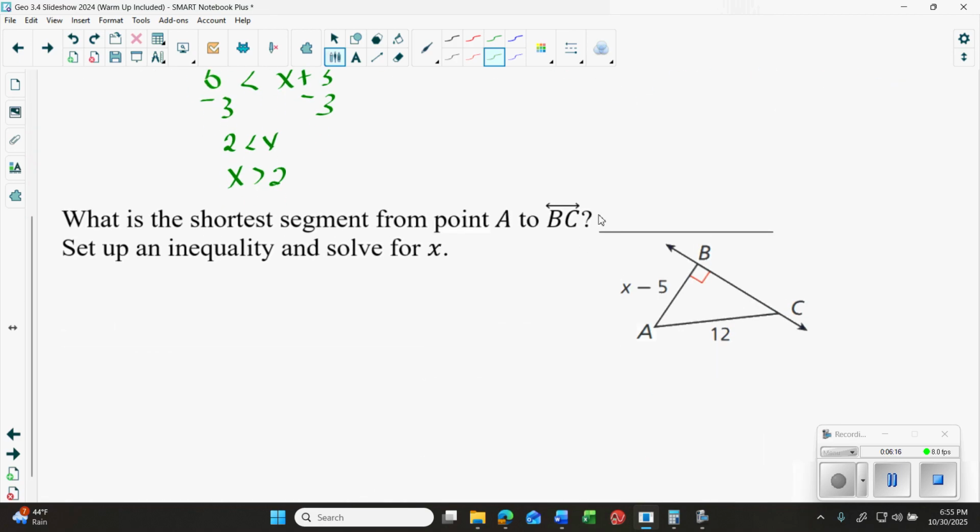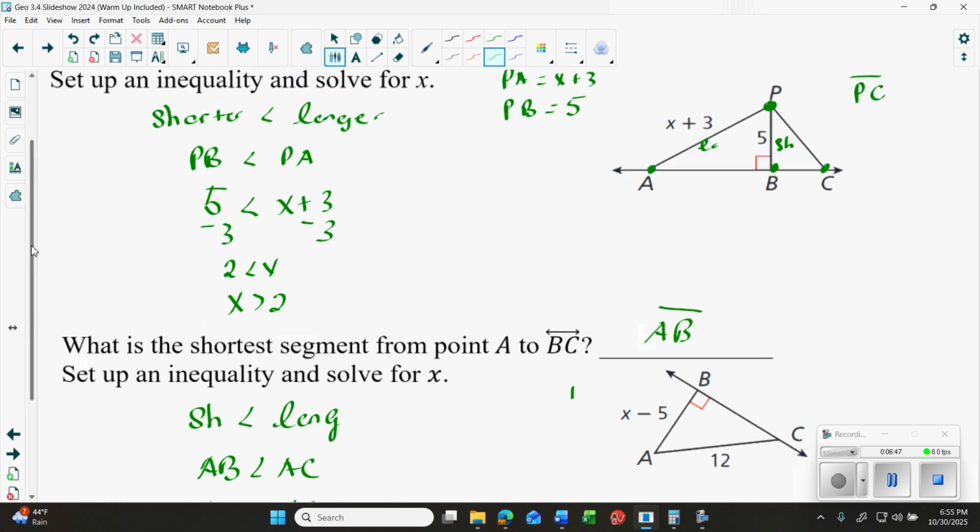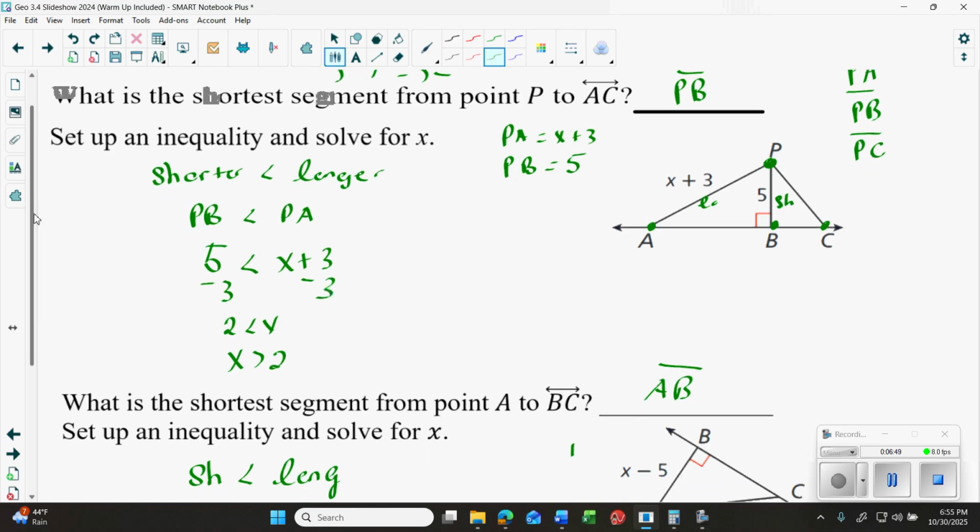Pause the video and try this now. All right, the shortest length is going to be our perpendicular segment AB. So shorter is less than long, which means the length of AB is less than the length of AC. So x minus 5 is less than 12. We add 5 to both sides, and I get x is less than 17. Very good.